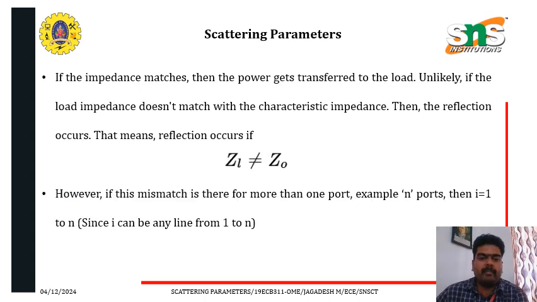If the impedance matches, the power gets transferred to the load. Unlikely, if the load impedance does not match the characteristic impedance, then reflection occurs. That means reflection occurs when ZL is not equal to Z0, that is the output impedance, and ZL is the load impedance. However, if this mismatch is there for more than one port, for example n ports, then i equals 1 to n, since i can be any line from 1 to n.